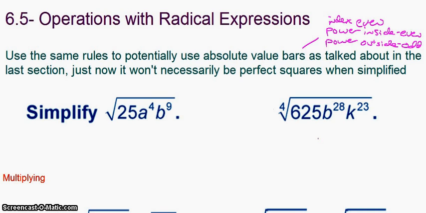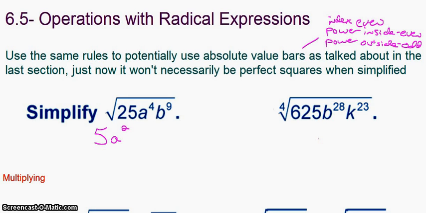We will see in this section that sometimes our radicals won't simplify perfectly like they did in the last section, but that's alright, we can roll with it. So simplify square root of 25, a to the 4th, b to the 9th. Well, I can take the square root of 25, that's just 5. Square root of a to the 4th, a squared squared is a to the 4th, so I know that's going to be a squared.